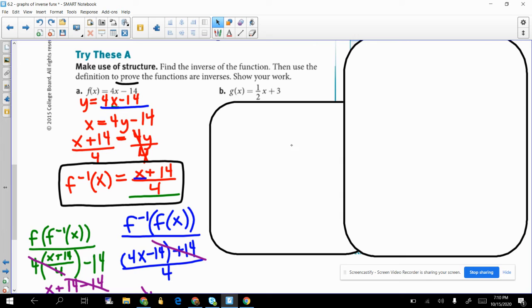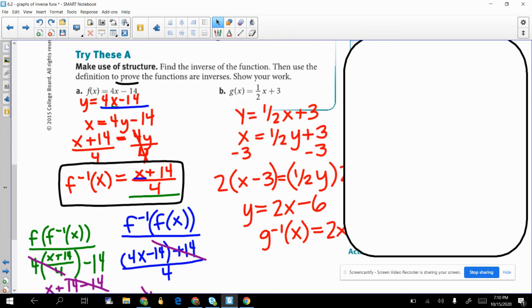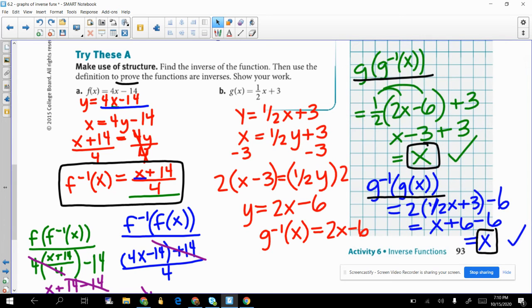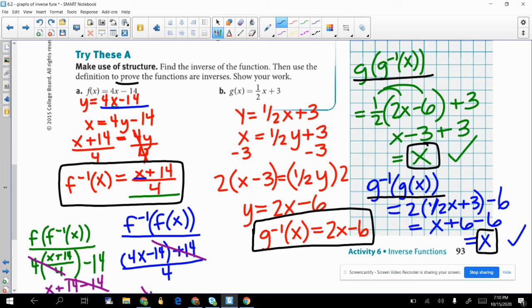All right, hopefully you paused the video. And in red is what I did to find the inverse. So you have g of x, and this is your inverse function, g inverse of x, 2x minus 6. And up here in green, I did g of g inverse of x and got x. And in blue, I did g inverse of g of x and got x. So again, that is how to prove that two functions are inverses of each other.